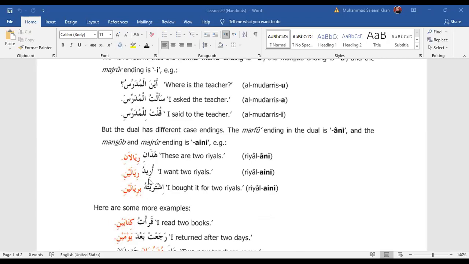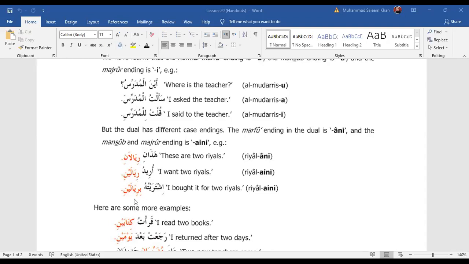And then if you say uridu, now you have to say riyalaini. Why do we have to say riyalaini? Because I told you that riyalani is always in the place of marfu', whereas riyalaini will be in the place of mansub. Aini sound will be mansub. So uridu is the subject and the verb, and riyalaini is maf'ul bihi, and we know that maf'ul bihi is always mansub. So that's why it is riyalaini. Uridu riyalaini, I want 2 riyals.